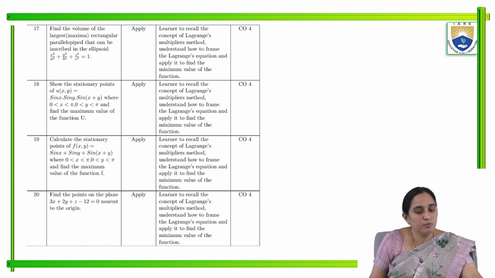Next, find the volume of the largest rectangular parallelepiped that can be inscribed in the ellipsoid. This also comes under Lagrange's, and the 18th question also comes under Lagrange's, and the 19th question, and the 20th question also. Each and every question we explained clearly in the previous classes. Go through that. These are the questions from the long answer.